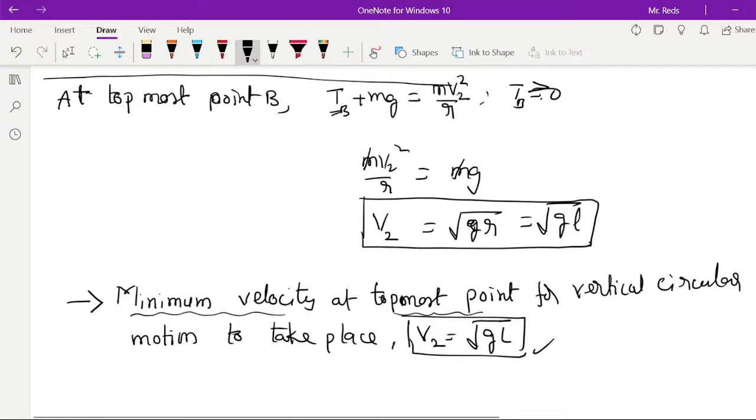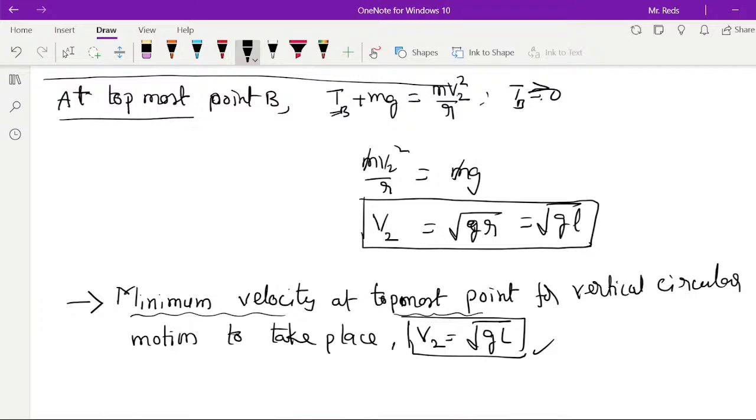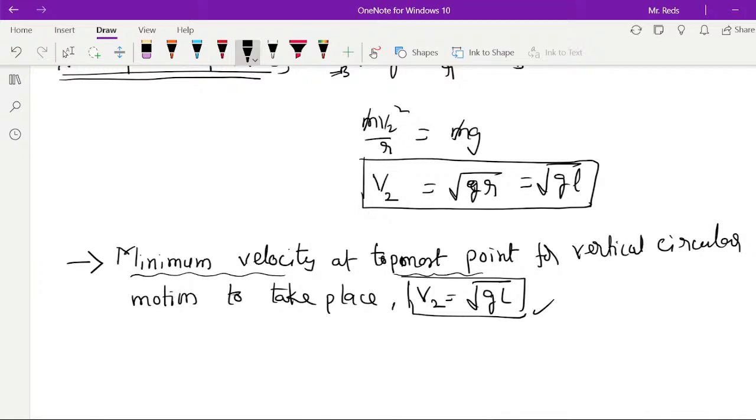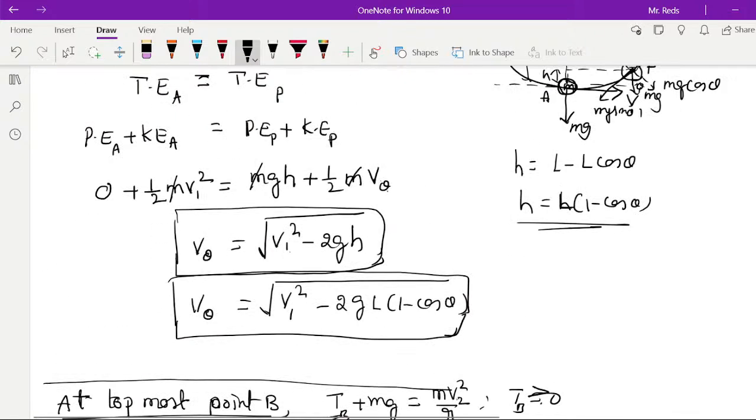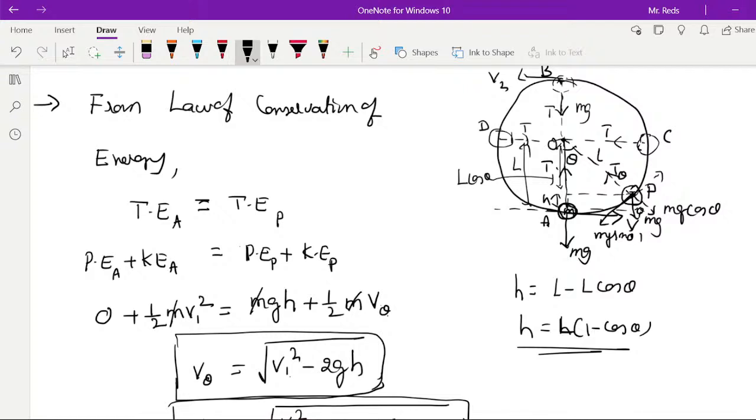Okay, very good. This is the minimum velocity at the topmost point. Next, what should be the minimum velocity which you have to give when you are pulling this or throwing it, so that it undergoes vertical circular motion? How much velocity you have to give so that it completes this vertical circle? Otherwise, it will go somewhere here and fall down.